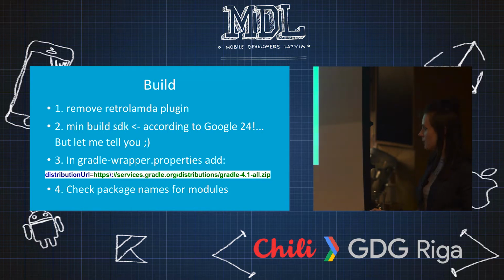Well, one that was really easy, and actually you learn it pretty soon, is that you have to remove the Retro Lambda plugin in the new Android Studio. Now they have support for Lambda in it. But that one was easy.